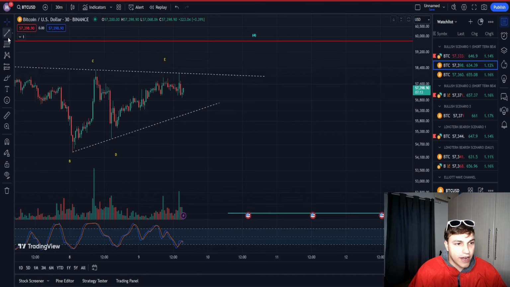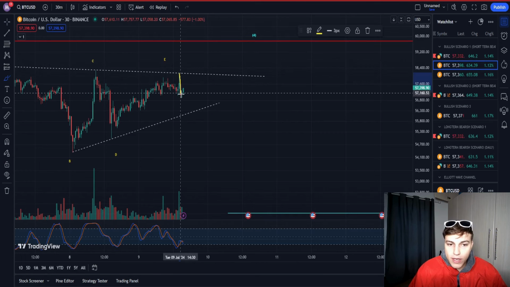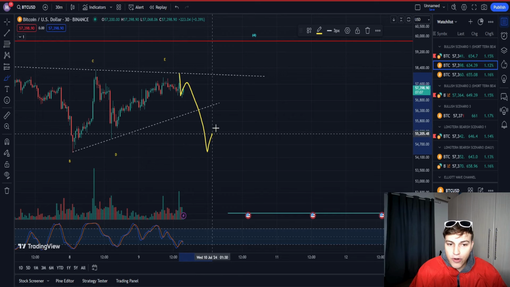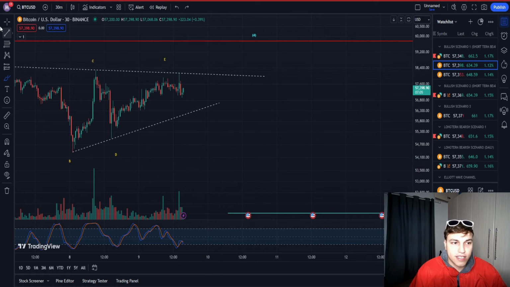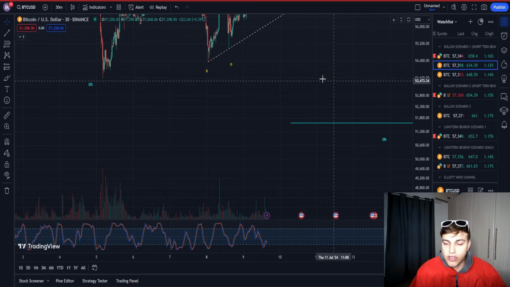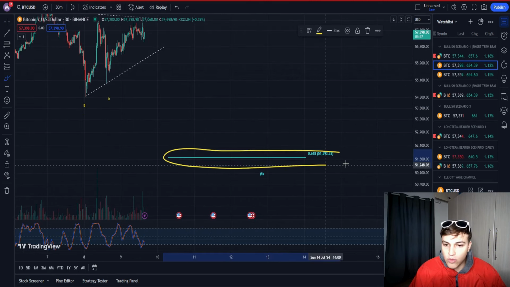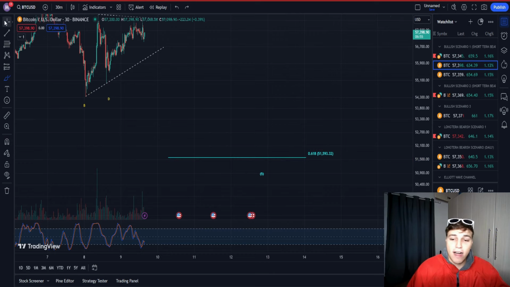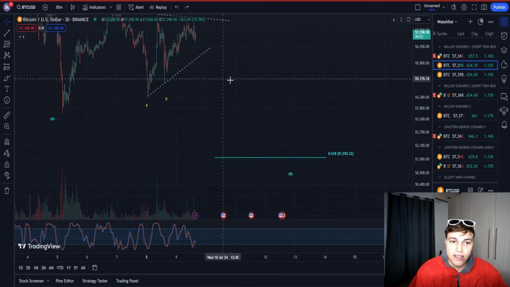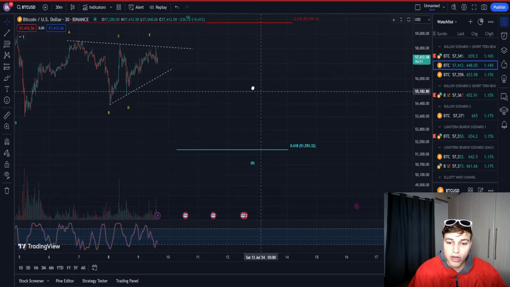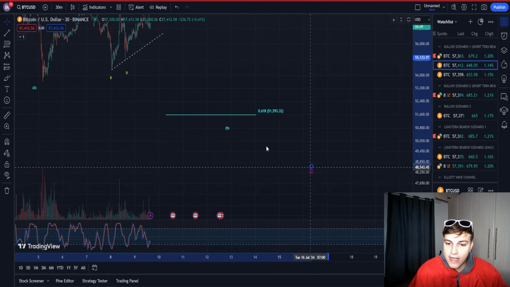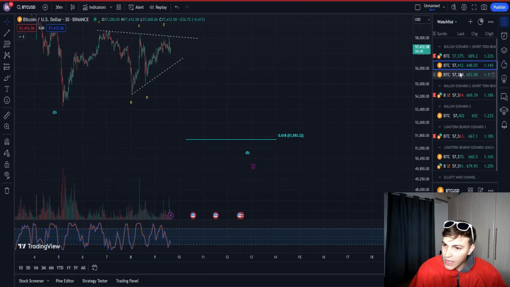Now we should be seeing, following this, a wave 1, 2, 3, 4, 5, starting that wave 5 to the downside. That wave 5 should target this 0.618 at 51,593. This is an interesting level, but I will get into that a bit later.